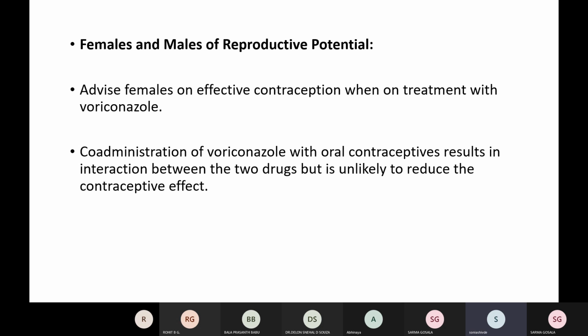Female and male reproductive potential. Advise females on effective contraception to avoid pregnancy when on treatment with voriconazole. Again, we have already seen the amount of cross reaction which takes place along with oral contraceptives. Ideally, it is unlikely to reduce the contraceptive effect. It is not fully contraindicated, but it should be administered with caution.